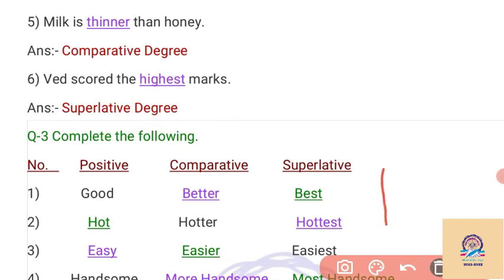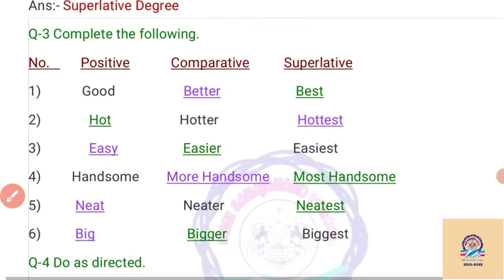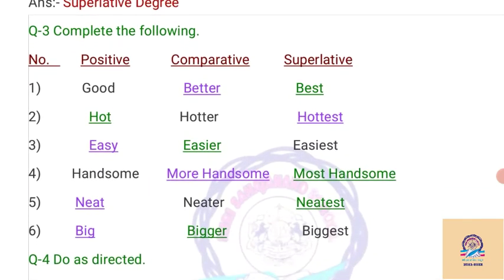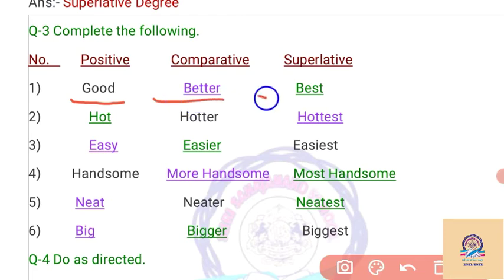Third exercise is given here. Complete the following. So what are the different forms of our adjective? Like good is the positive form. So good changes into better in the comparative and best in the superlative degree. So we can say good, better, best.